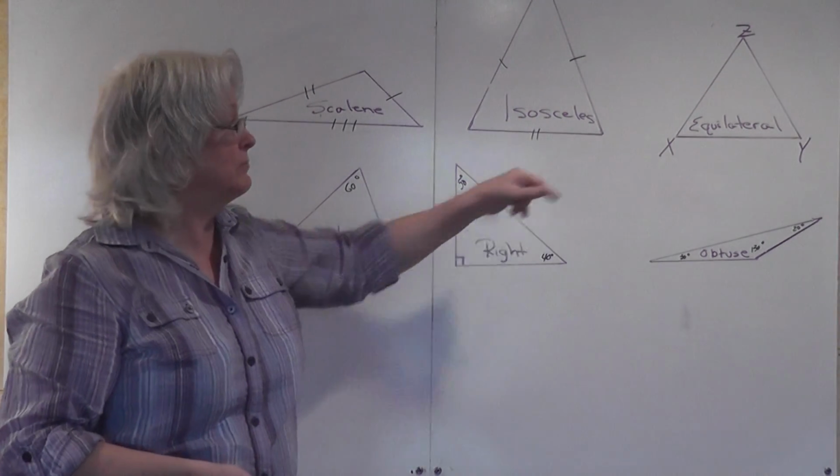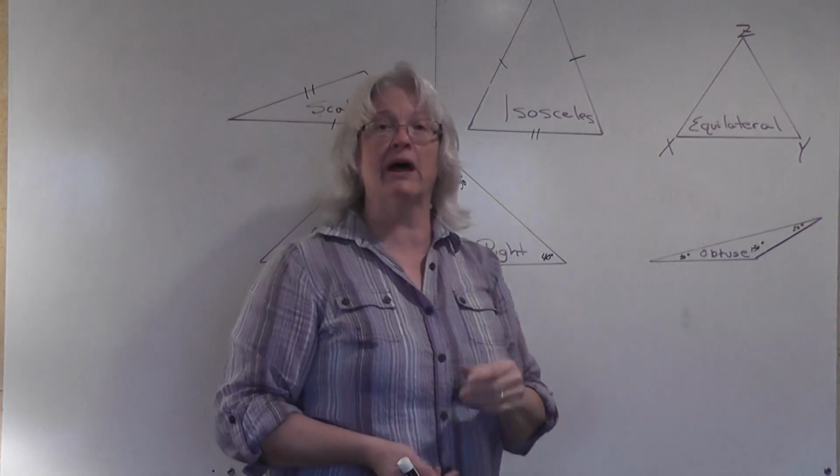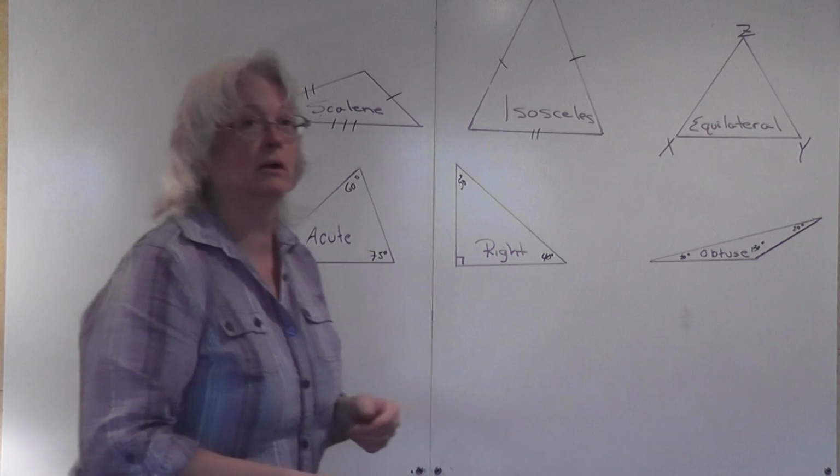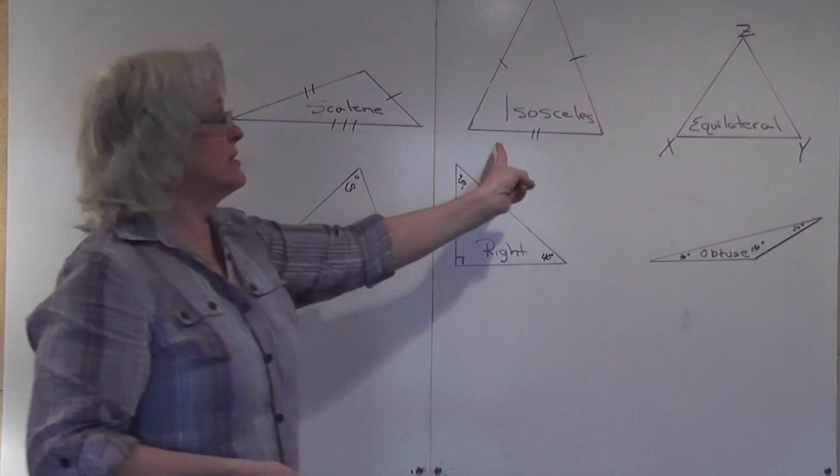Isosceles. Okay, isosceles triangle. Now what would you think an equilateral triangle might be? We have no sides here that are the same. 2 sides that are the same.